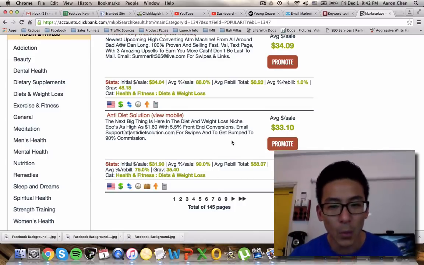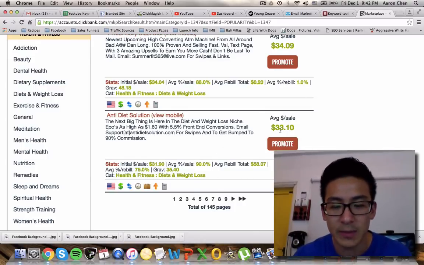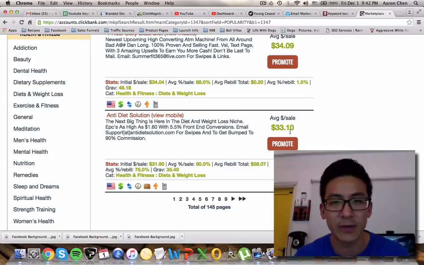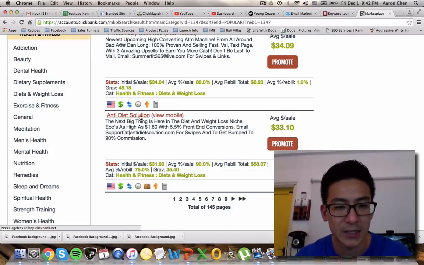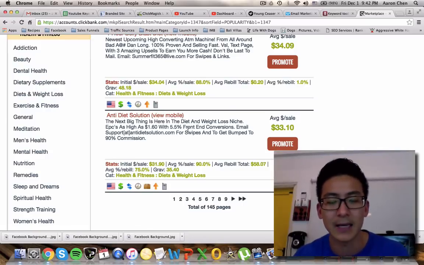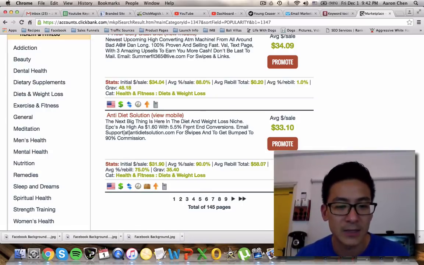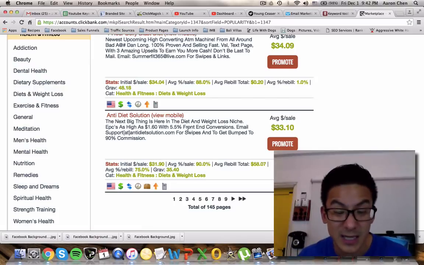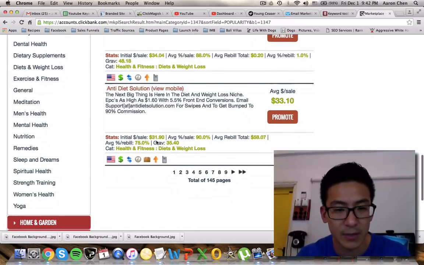So what do these numbers mean, okay? Well, this number here basically means that you can generate roughly an average of about $33.10 per sale, right? When you sell this anti-diet solution product. This product is basically about, it says the next big thing here in the diet and weight loss niche. Earnings per click are as high as $1.60. Don't worry so much about that, okay? That's not important. But what do these numbers down here mean, okay?